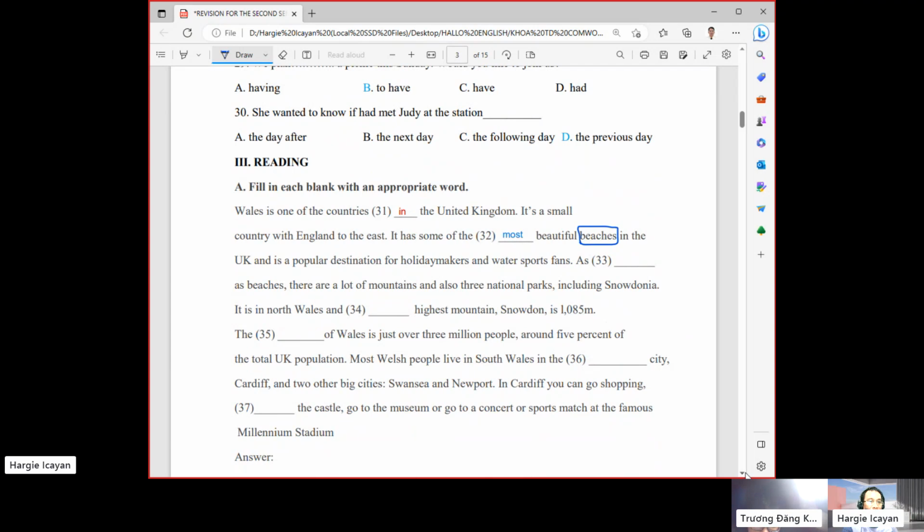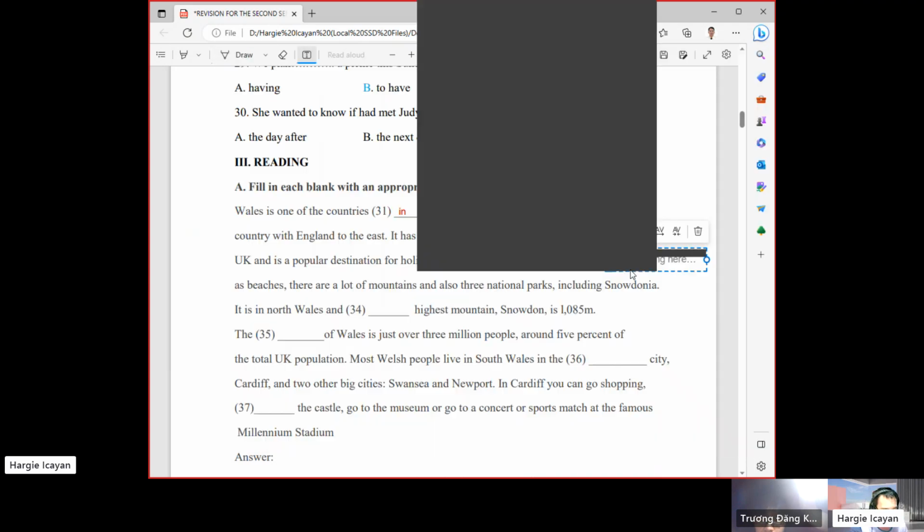As well as beaches, there are a lot of mountains and also three national parks, including Snowdonia. Okay, so the correct answer in here is as well as.